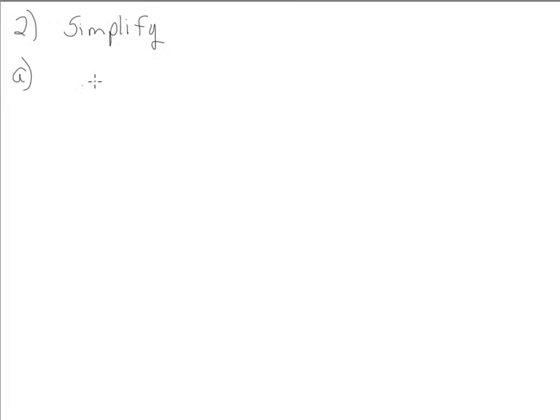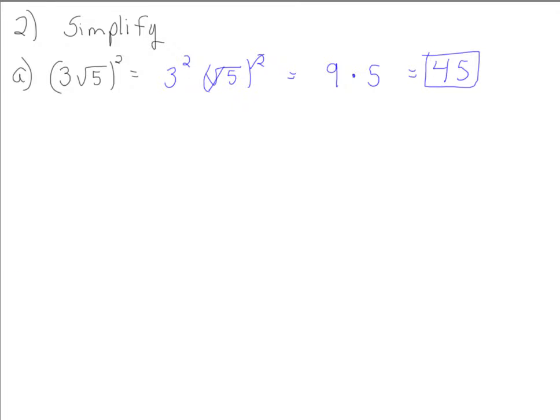Okay, let's look at example 2. Our directions are still to simplify. In part A, we're going to have 3 the square root of 5 quantity squared. So again, we're going to use the distributive property and distribute that square to each base. So we have 3 squared times the square root of 5 quantity squared. 3 squared is equal to 9, and the square root of 5 and square, inverse operations, cancel each other out, so we get 5. So that final answer is 45.